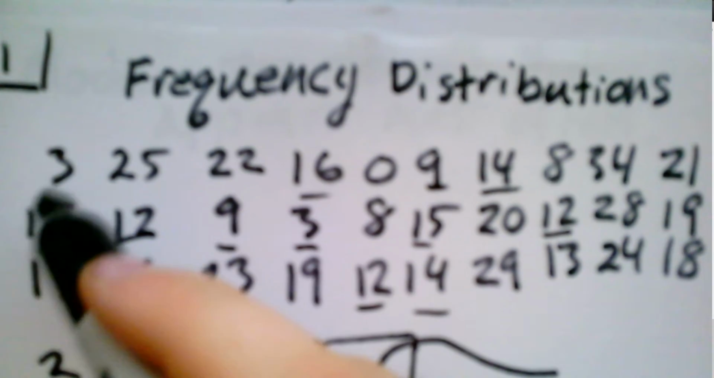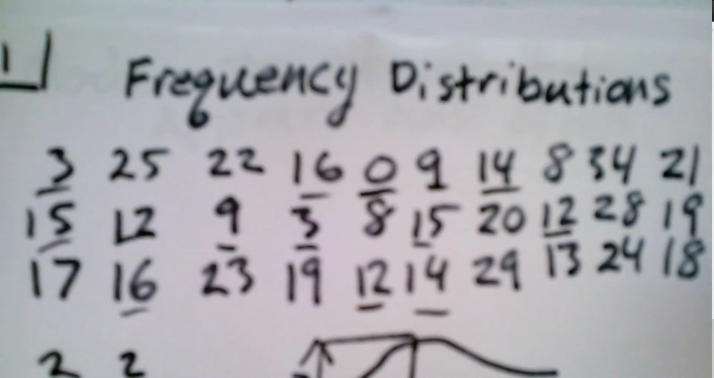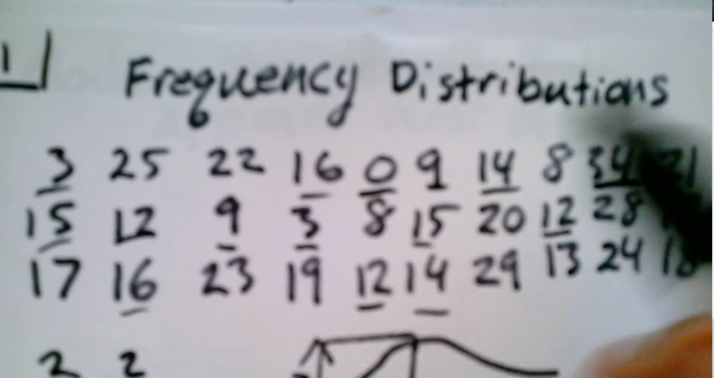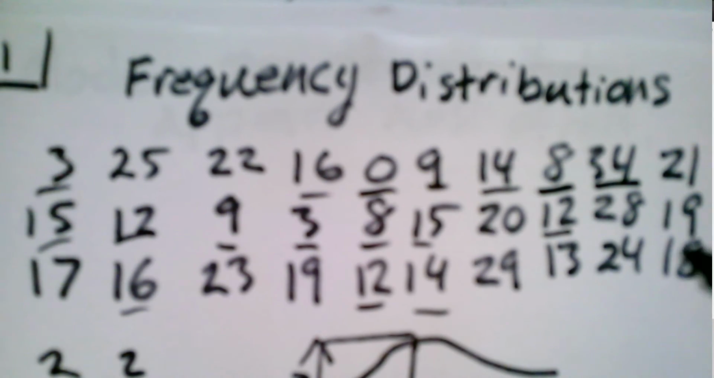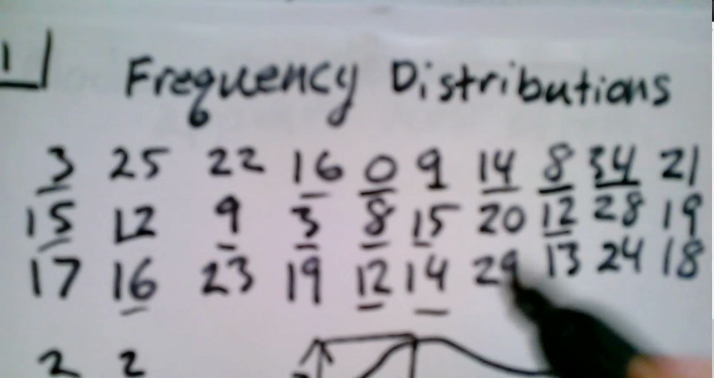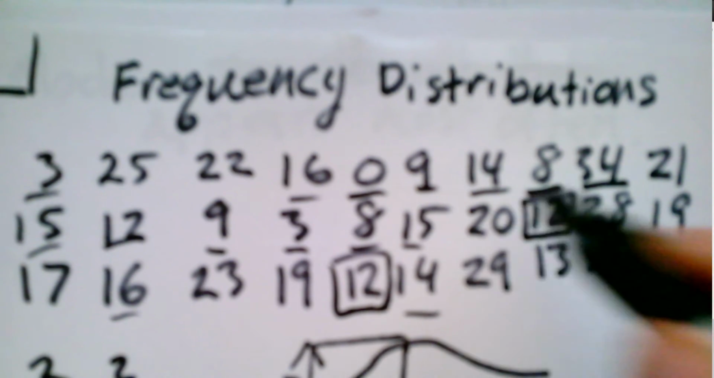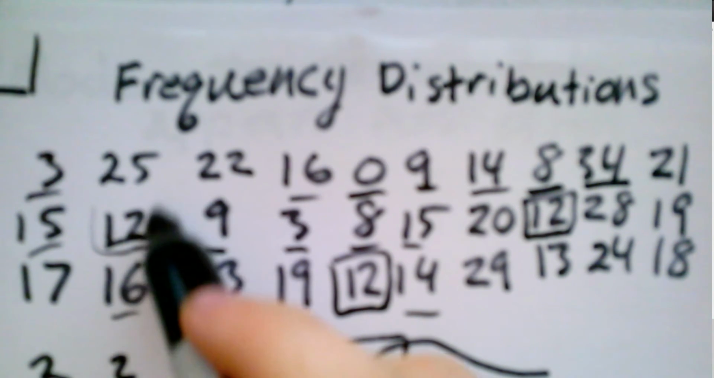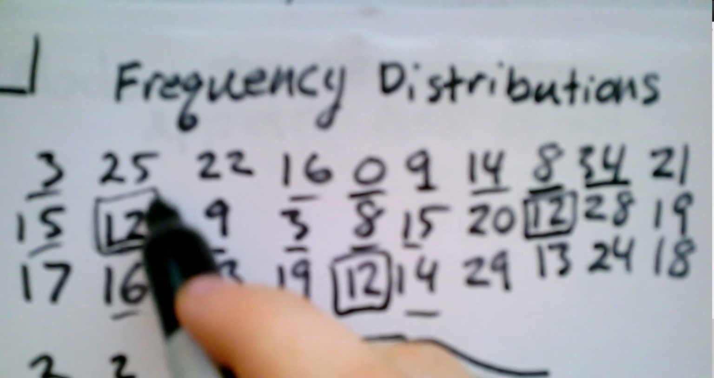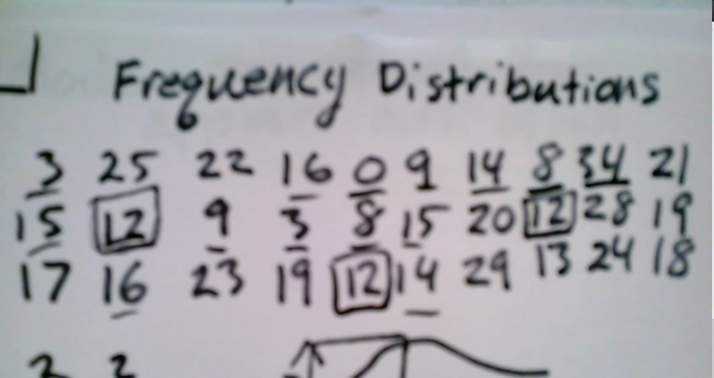There are only 2 3s, only 1 0, and the 134, only 2 8s. Yeah, I believe that we found our mode. Our mode is 12 because we have 3 12s show up and only 1 or 2 of anything else. So, our mode on our large distribution is 12.